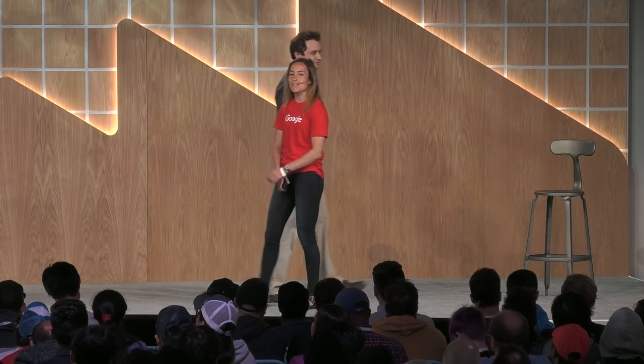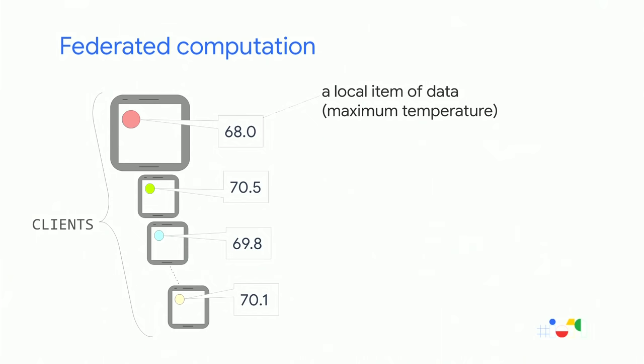Cool. Let's jump into federated computation. Federated computation is basically MapReduce for decentralized data with privacy-preserving aggregation built in. Let's introduce some of the key concepts of federated computations using a simpler example than Gboard. So here we have our clients. This is a set of devices, some things like cell phones or sensors, et cetera. Each device has its own data. In this case, let's imagine it's the maximum temperature that that device saw that day.